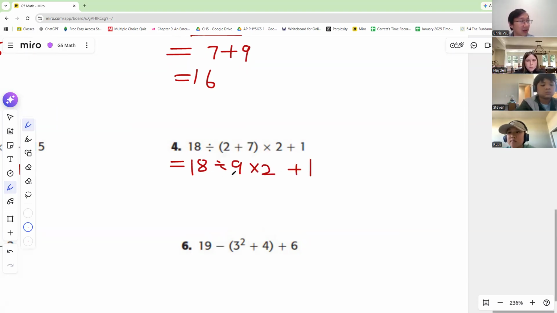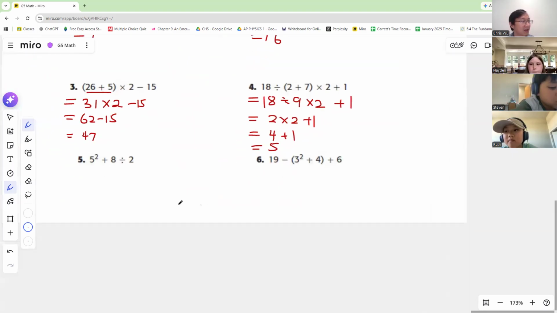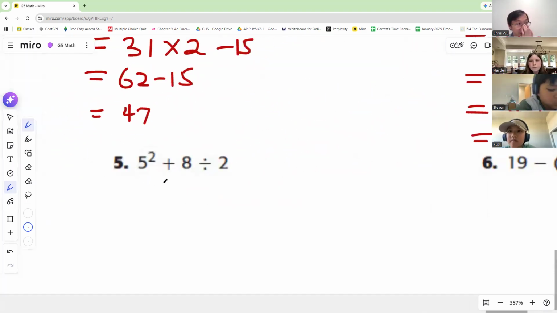So 18 divided by 9 is 2. Good. And then we do 2 times 2 plus 1, which we get 5. Yeah, plus 1 equals 5. Yep, good job. All right, Ruth, what did you get for number 5?